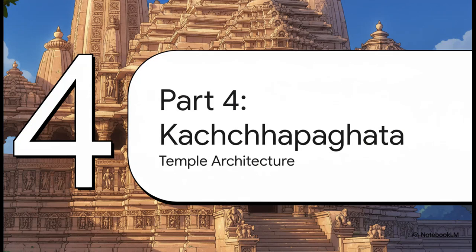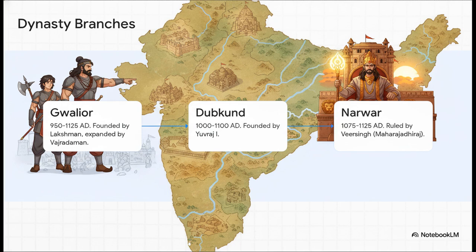Next up is Part 4, Kachapagata art and architecture. Now, if the Tomars were the masters of sound, the Kachapagathas were the absolute masters of visual and structural stone architecture. To really understand this empire, we kind of have to walk geographically through their territory. The dynasty was actually divided into 3 distinct branches.